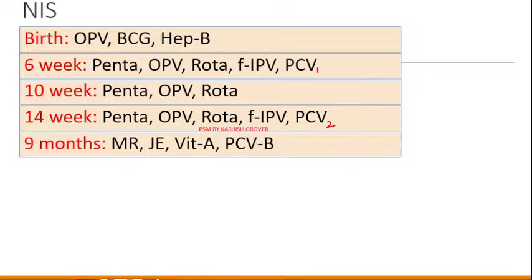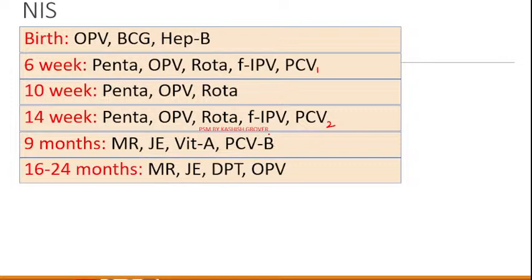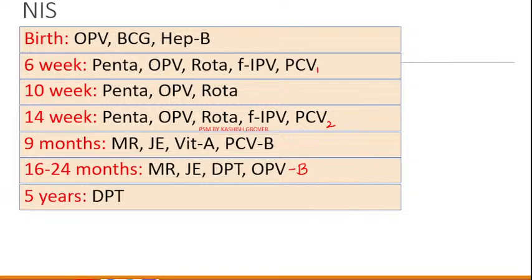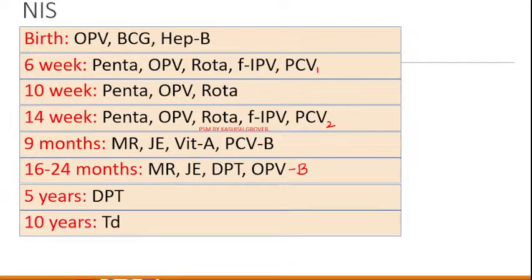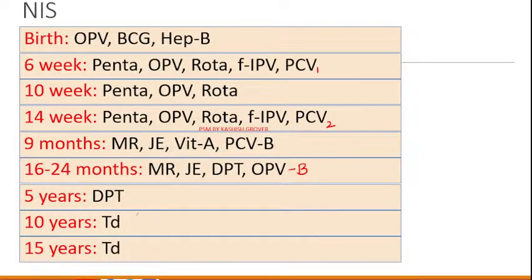At 9 months, we give measles, rubella, Japanese encephalitis, vitamin A and booster of PCV. At 16 to 24 months, we give second dose of measles, rubella, second dose of JE, a DPT booster and OPV booster. At 5 years, we give DPT. At 10 years, we give TD, right? What is this? Tetanus and diphtheria. This small d stands for low dose or adult dose of diphtheria. At 15 to 16 years, we give TD. Now, this is the National Immunization Schedule, right?